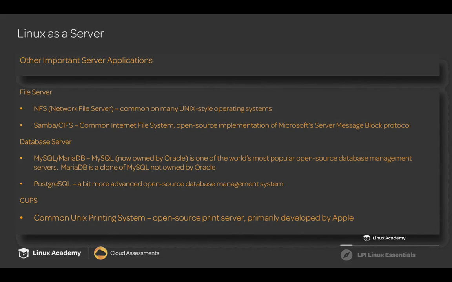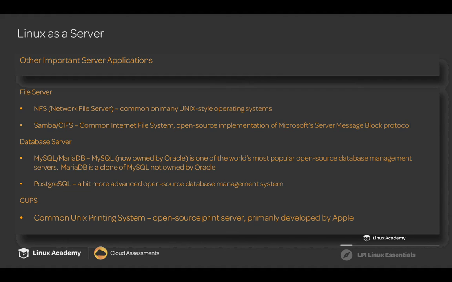Linux can also provide other network services via these applications here. For file servers, you will often find NFS, or the Network File System, which is used to serve up file shares between a server and a client system. It is common on many Unix-style operating systems. You can also find Samba or CIFS, the Common Internet File System, which is an open-source implementation of Microsoft's Server Message Block protocol. This gives the ability for a Linux server to serve up files to Windows clients on the same network.